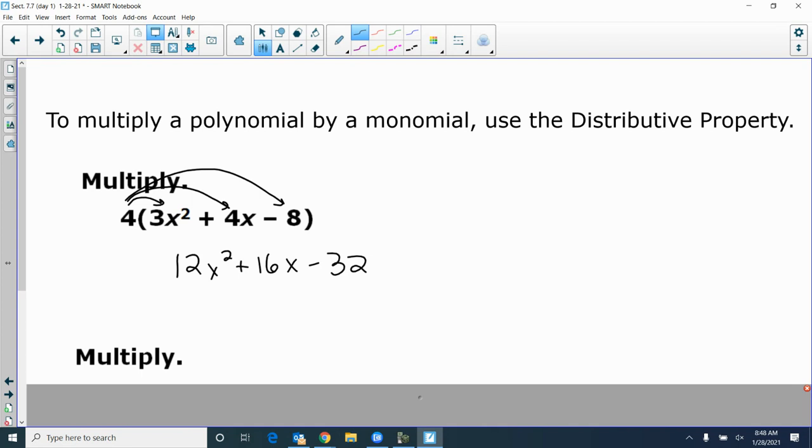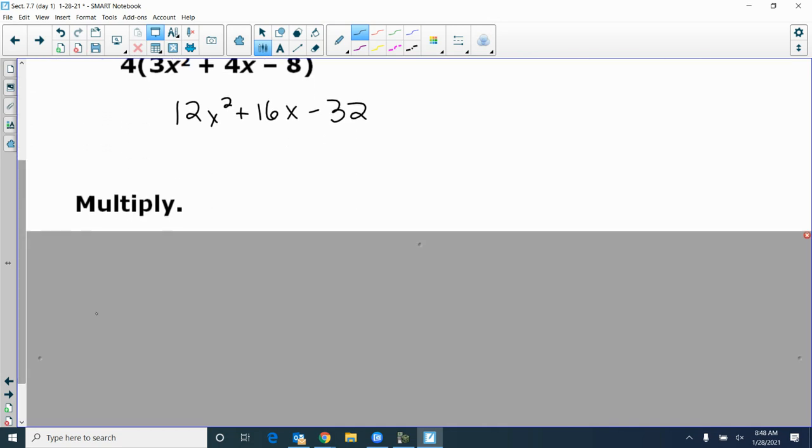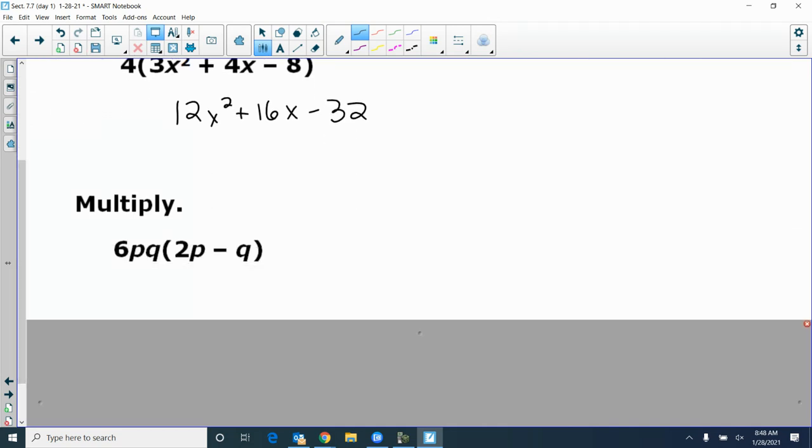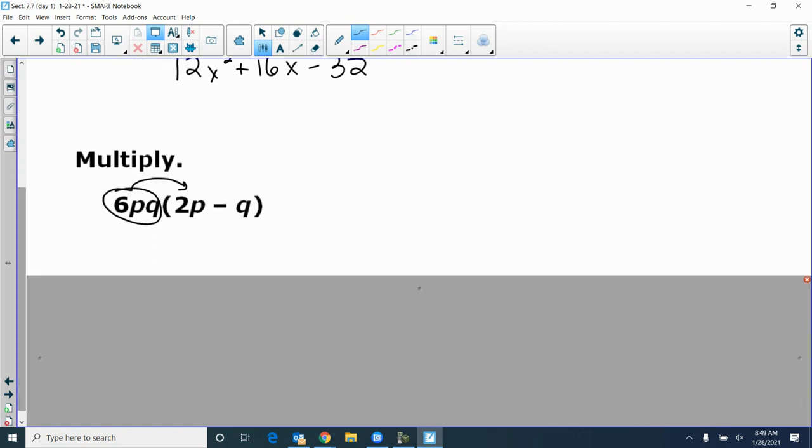Get your calculator. So you're just going to distribute. Now, when we distribute, though, there can be variables with it. We hadn't done that before. It was always just a constant. It's always a constant times everything. Now, we'll throw some variables in there. So same thing. All right, Jordan, what do you think? 6pq times 2p. What's that going to give me?